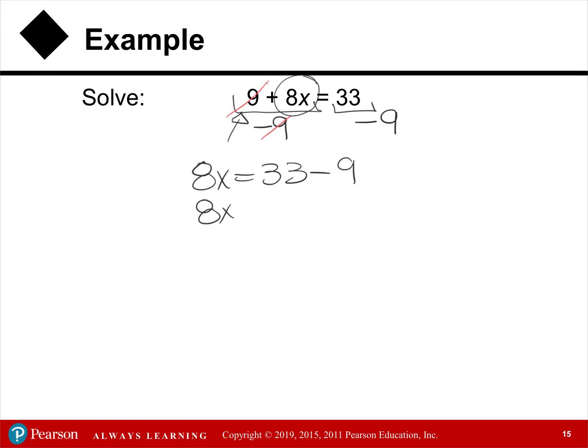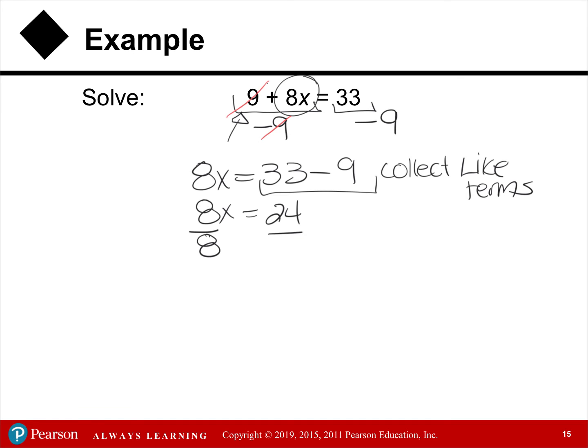And then I'm going to collect what we call like terms. So these two are both numbers. So I'm just going to go on my calculator if I can't do it in my head and go 33 minus 9. And I'm going to see that that is 24. Then I still got to get the x all by itself, so I'm going to divide by 8, so x equals 3.